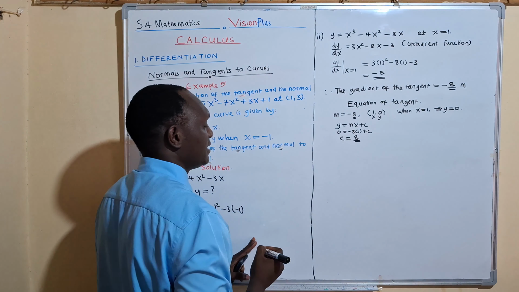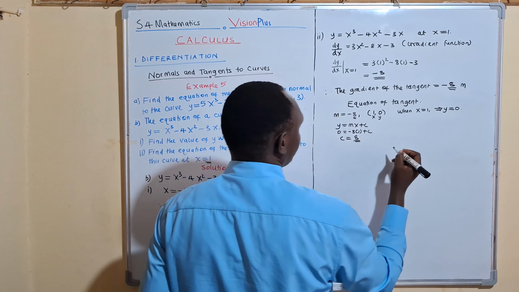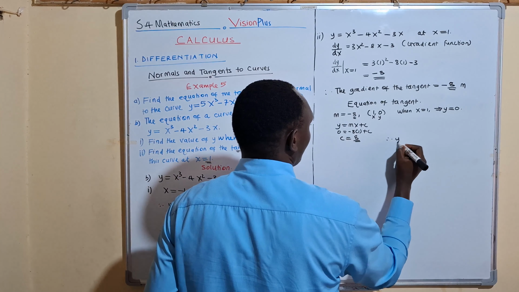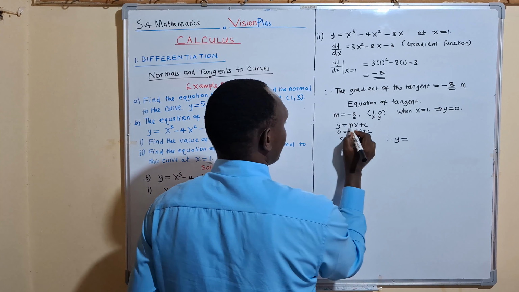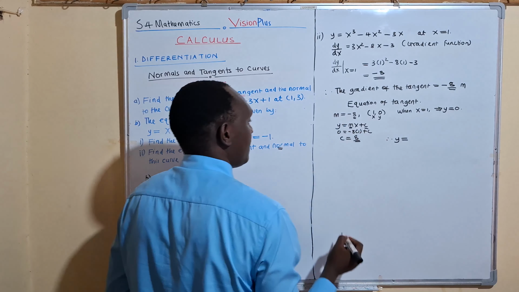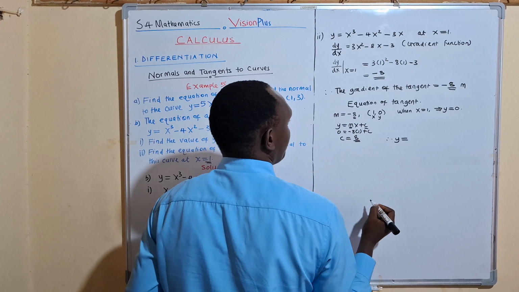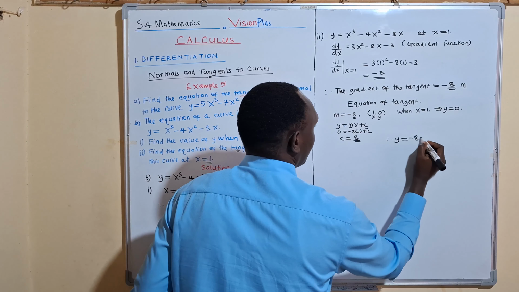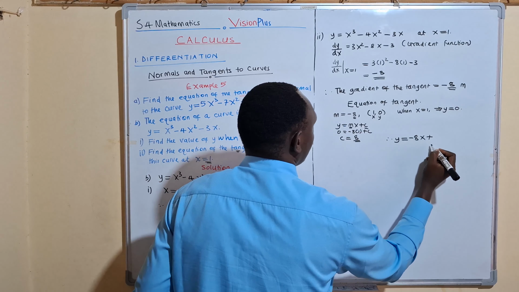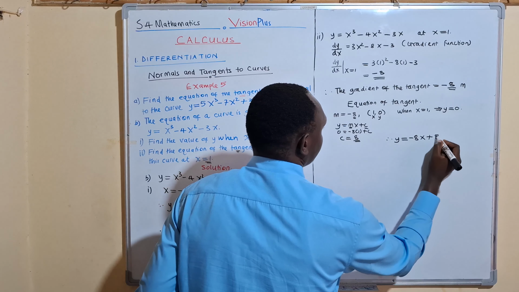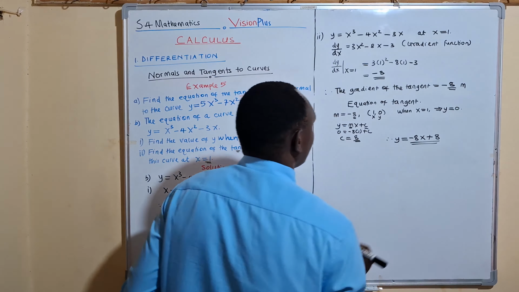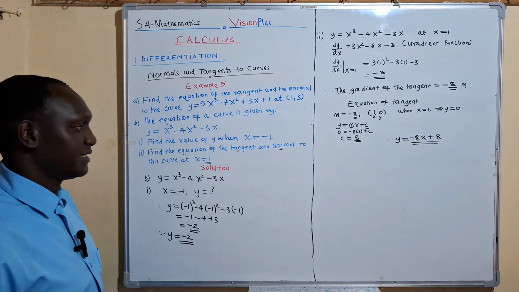After getting c, then you can write the equation of the tangent. Therefore, y equals, substitute for m and c. m is -8, so -8x plus c. c is 8. And therefore, that is the equation of the tangent.